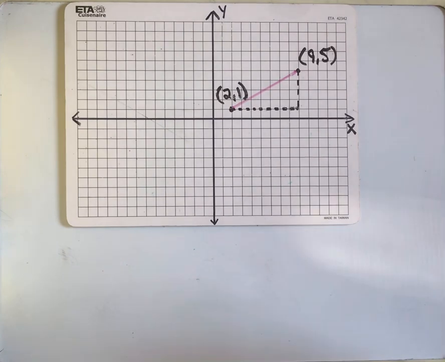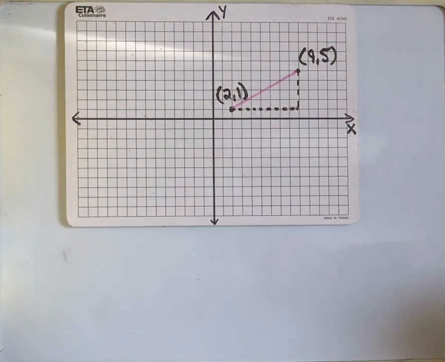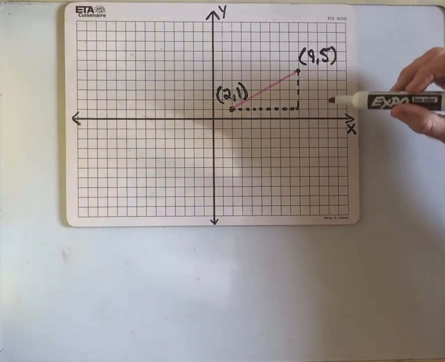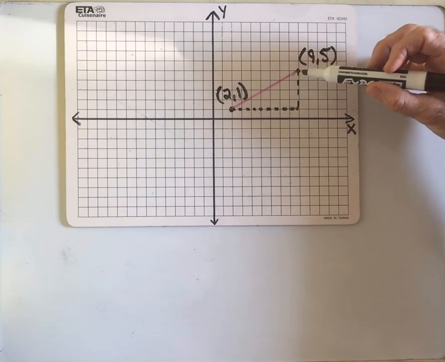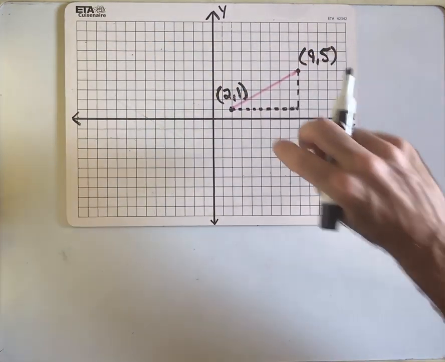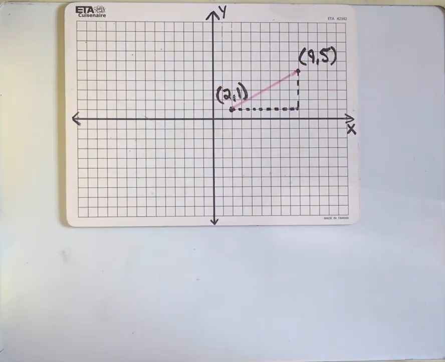Okay, so what we would do is we would create a right triangle. Think about when we did rise over run. We're basically doing the same thing. When we found the rise over run, we just made that into a fraction, so we knew the slope of the line. Well, now we're going to use that same information to find the distance of that line.